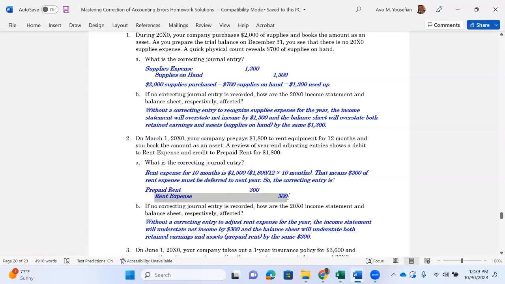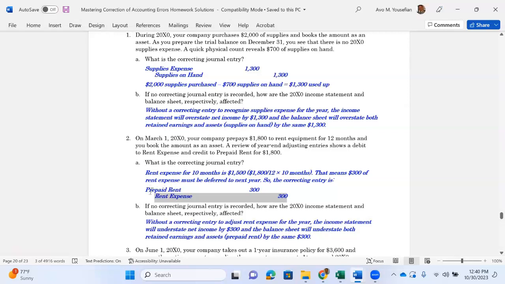Make sense? So if you don't do this, your expense will be overstated. You're recognizing too much expense. And if expense is overstated, that means profit will be understated in the income statement. Net income will be understated. And if net income is understated in the income statement, then retained earning will be also understated in the balance sheet.